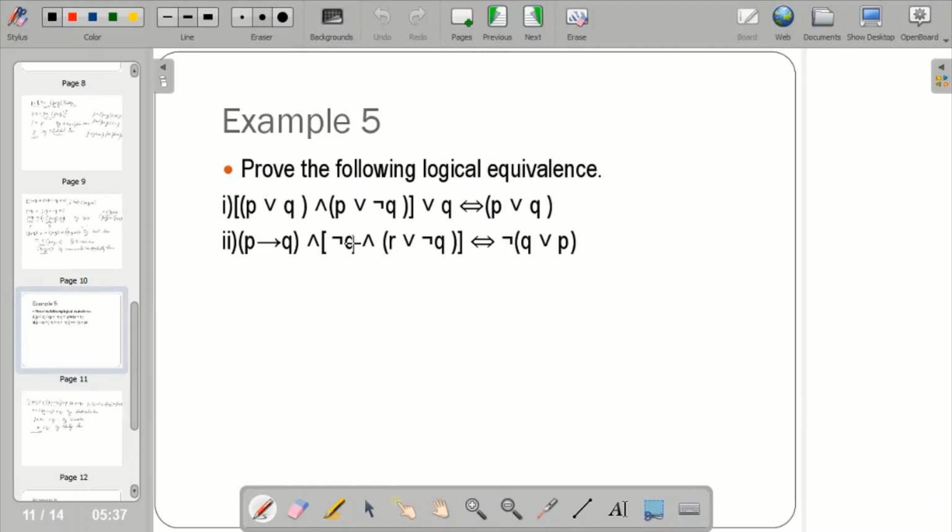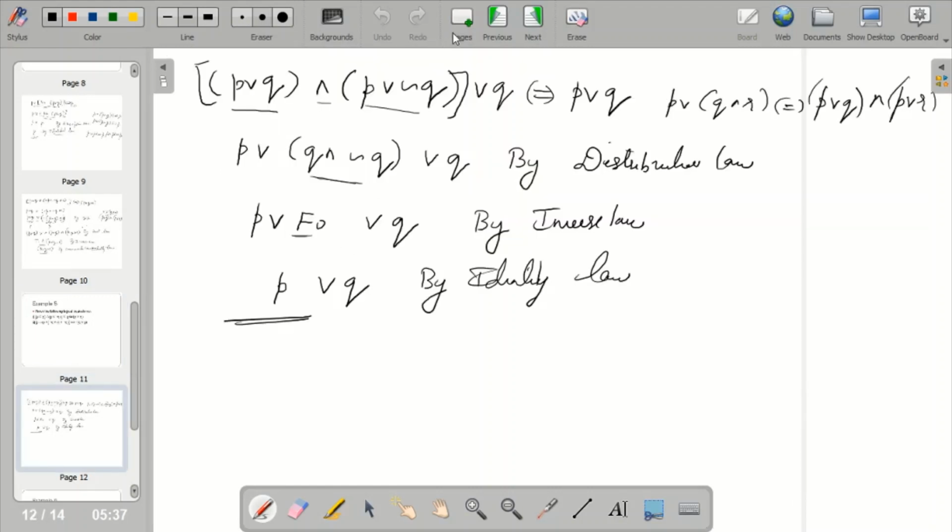Okay, the second problem is P conditional Q. Let us solve that particular problem.